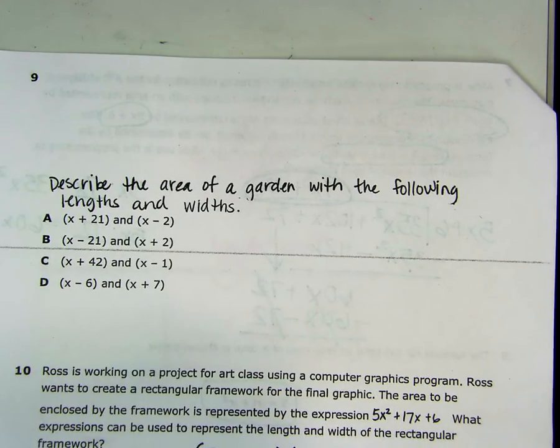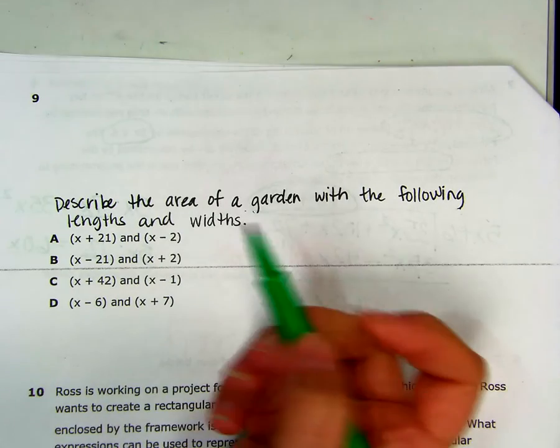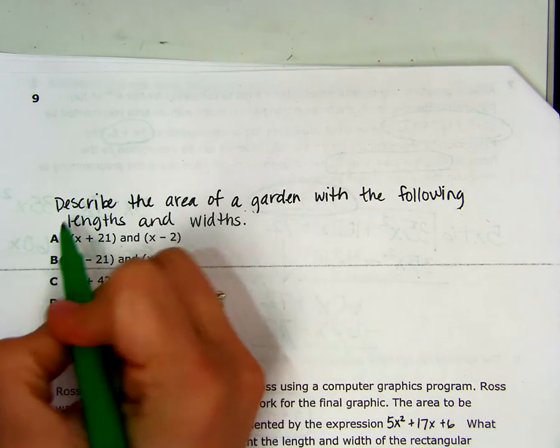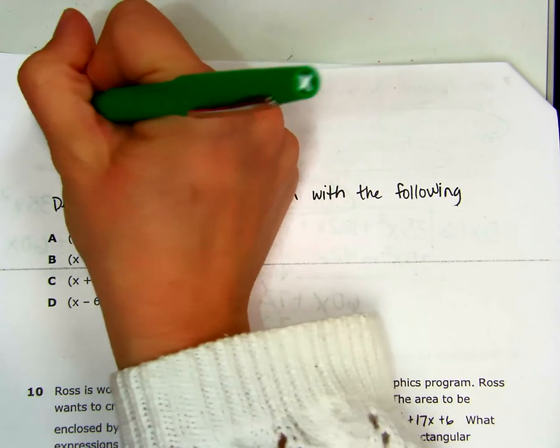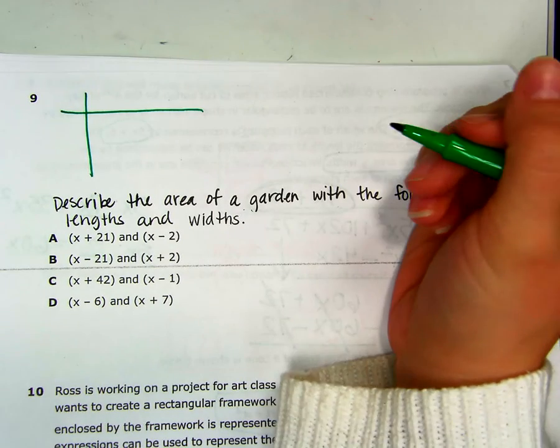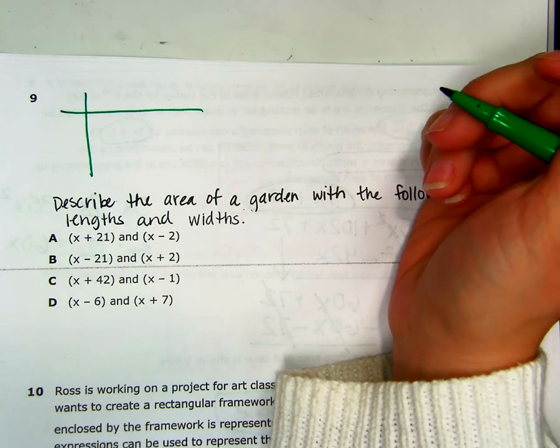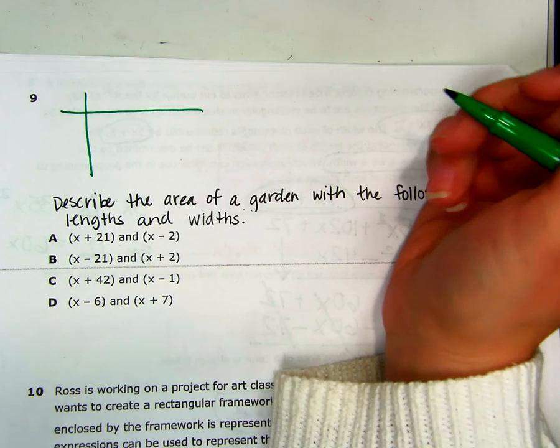Number 9. Number 9 says describe the area of the garden with the following lengths and widths. I am going to do a couple of these. I'm not going to do all 4 of them for the sake of time. If you need help with one of them I don't do, you are welcome to come to tutorials Friday morning and I will talk to you about this.